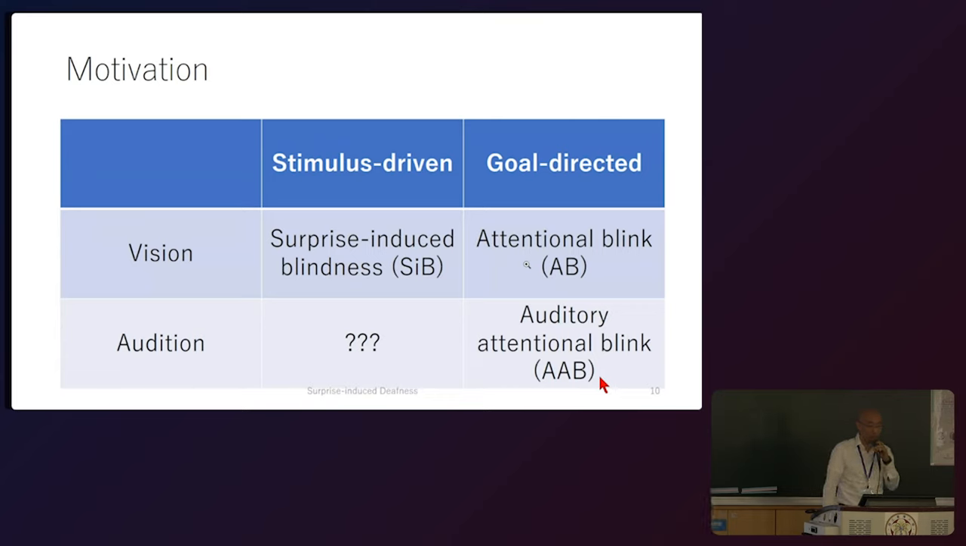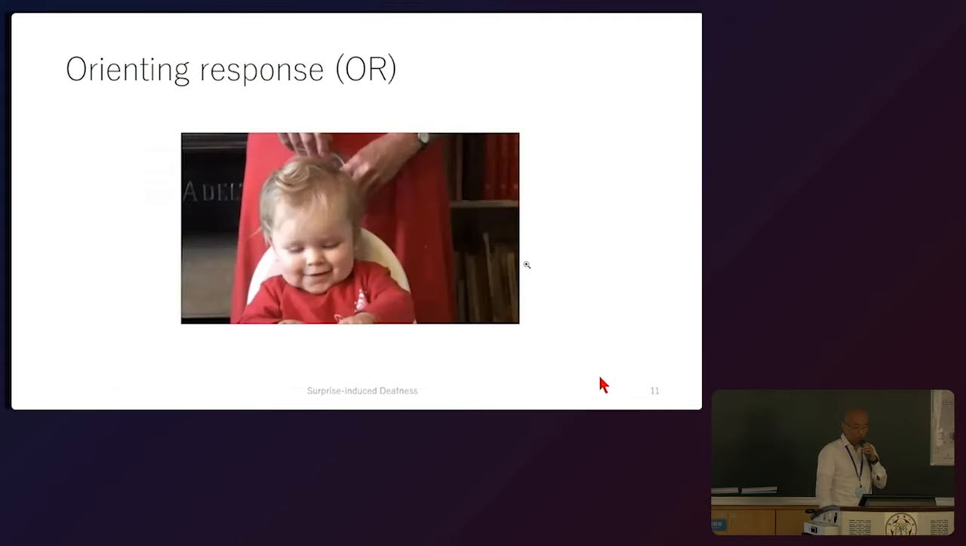So we have attentional blink that represents goal-directed attentional limitation, and surprise-induced blindness. And there is an analog to visual attentional blink, which is called auditory attentional blink. So what about stimulus-driven limitation showing auditory attention? Before I go on, I want you to see this video. It's quite intuitive, but it tells you how our attention works.